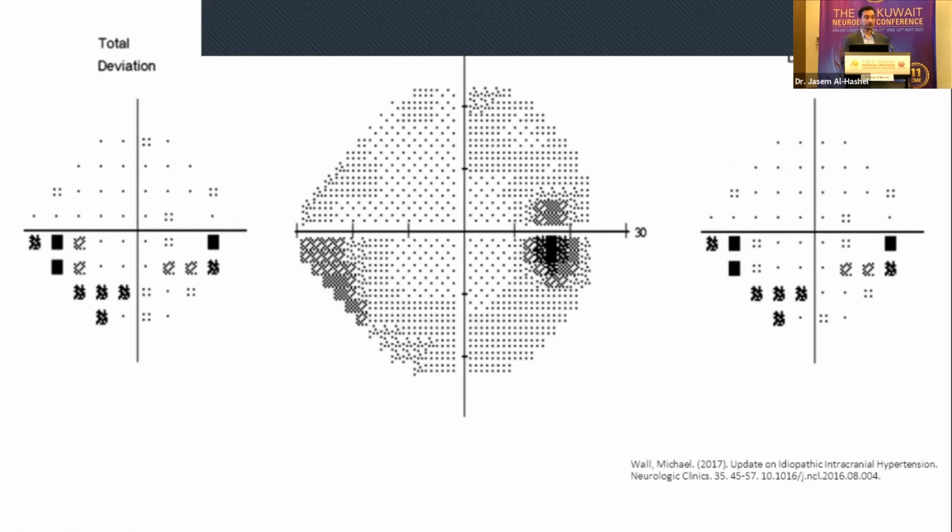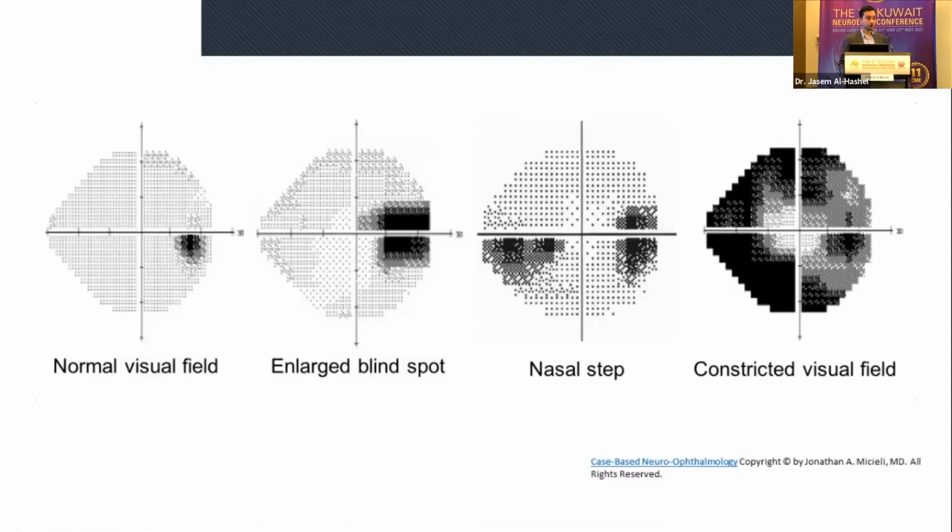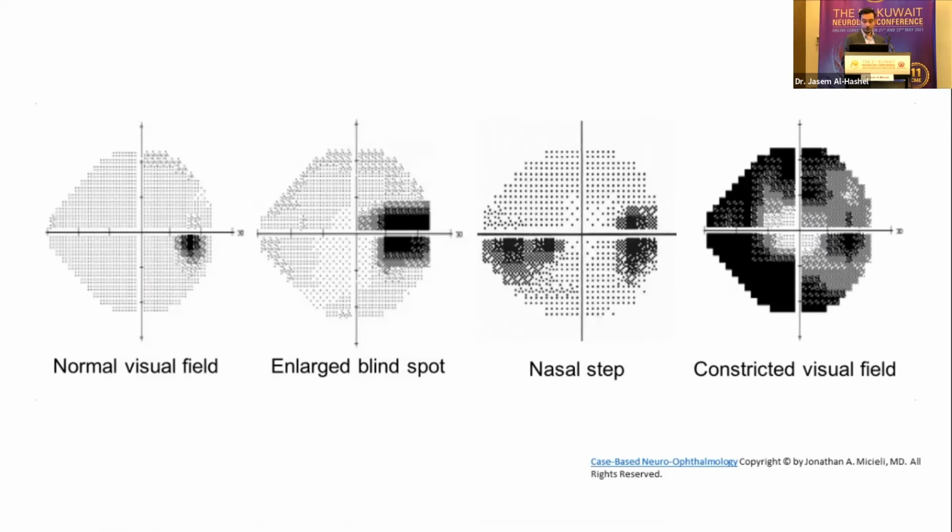This is a typical visual field that you may see in a patient with IIH with an enlarged blind spot and the nasal step. This is another patient showing enlargement of the blind spot with peripheral constriction, and after treatment, visual field usually always improves. The normal visual field progression, so the steps would be enlargement of the blind spot. That is the earliest, most sensitive sign. And then you may get a nasal step, and this will progress to a visual field constriction with tunnel vision.